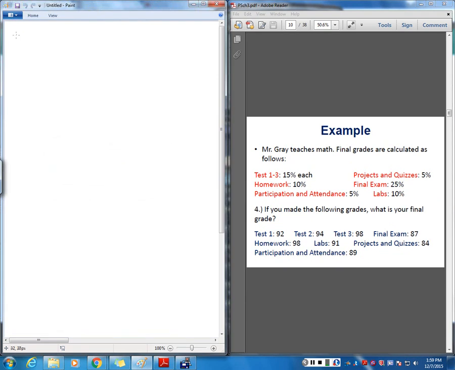So for number 4, one way I can calculate this is by taking my grades and my weights and listing them. So my grade for test 1 was a 92. My weight is 15%. I write that as a decimal, 0.15. Test 2 was a 94, also worth 0.15.